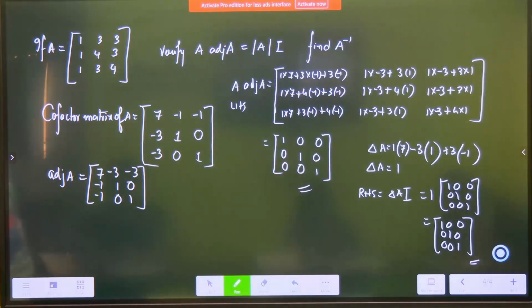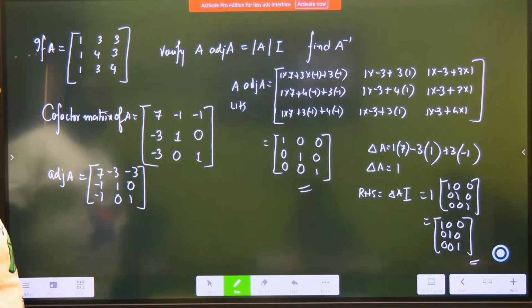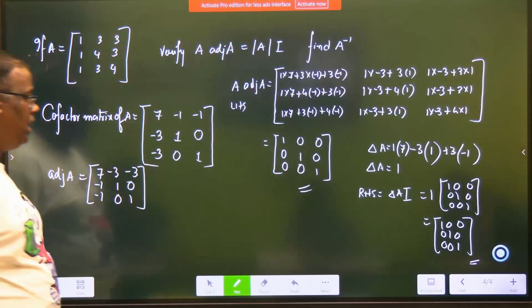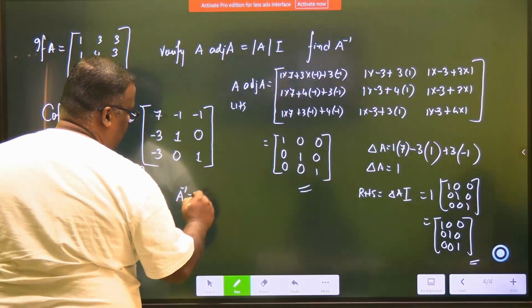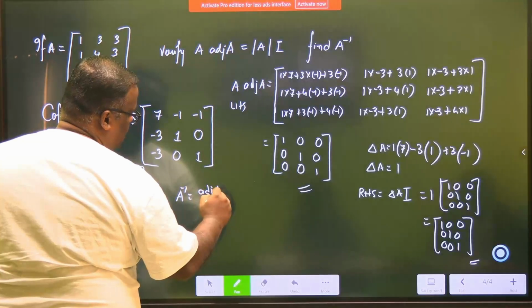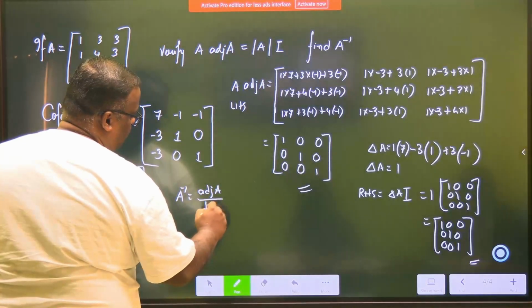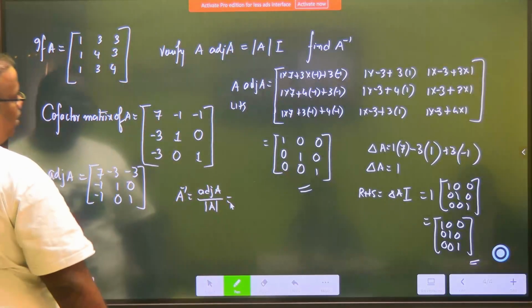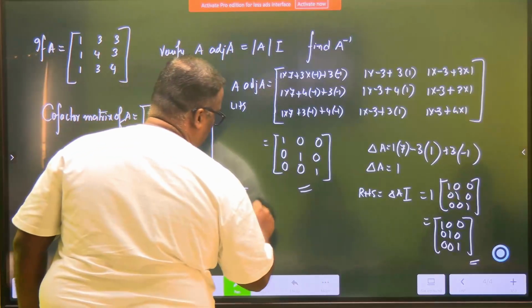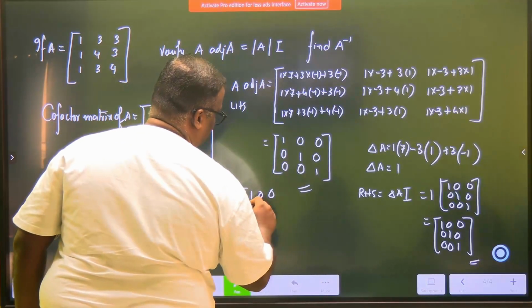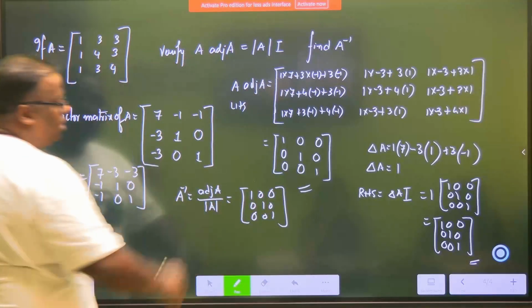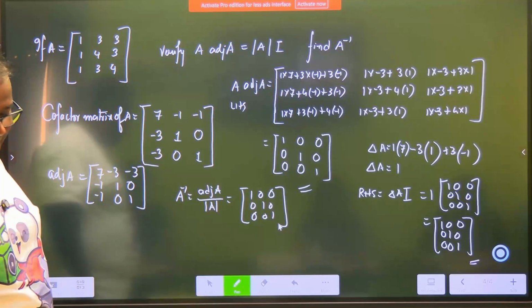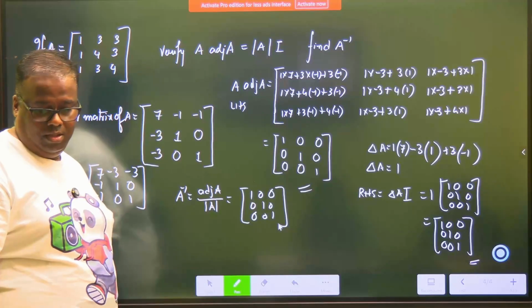That's all. Now we'll calculate what? We'll calculate A inverse. So A inverse is given by adjoint matrix A divided by determinant value of A. So what is the adjoint value? A. So A inverse will be the identity matrix itself. Don't you agree? Determinant is 1. Understood?